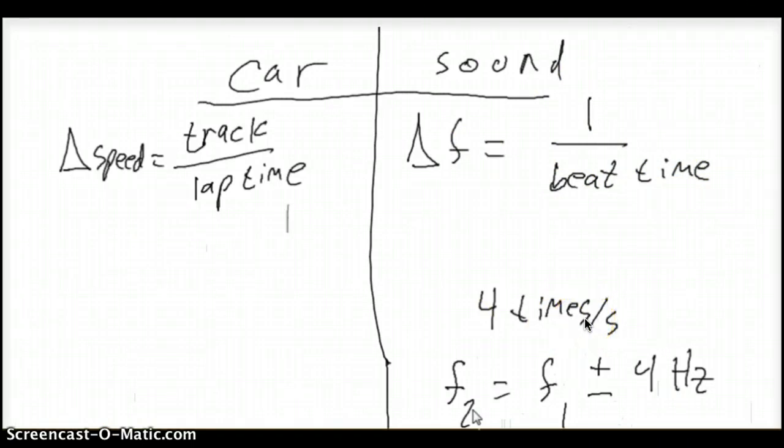If you hear beating at 4 repeats per second, you know that whatever it is, frequency F2 equals frequency F1 plus or minus 4 Hz. And why do you have the plus and minus? It's because you don't know which one is going faster or which one is going slower. So you can either have a faster one or a slower one, but it's different from the other by 4 Hz.